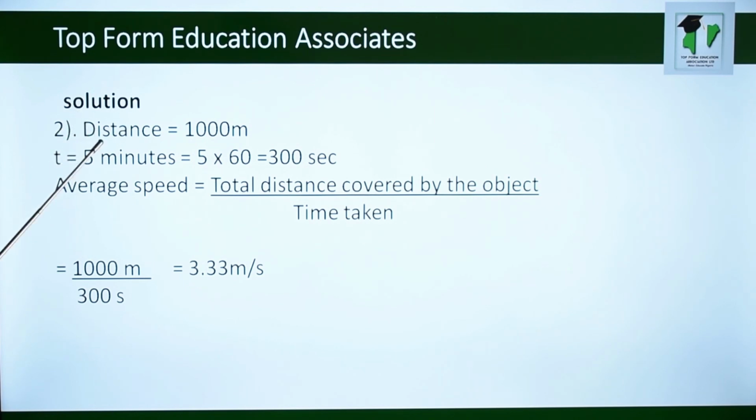Solution to number 2. The distance is 1,000 meters, and the time given is 5 minutes. 5 minutes in seconds will be 5 times 60 seconds, to give you 300 seconds. So the average speed is the total distance covered over the total time taken. You have 1,000 as the total distance covered, while the time taken is 300 seconds. If you divide this by this, you have 3.33 meters per second. Is that what you've gotten?